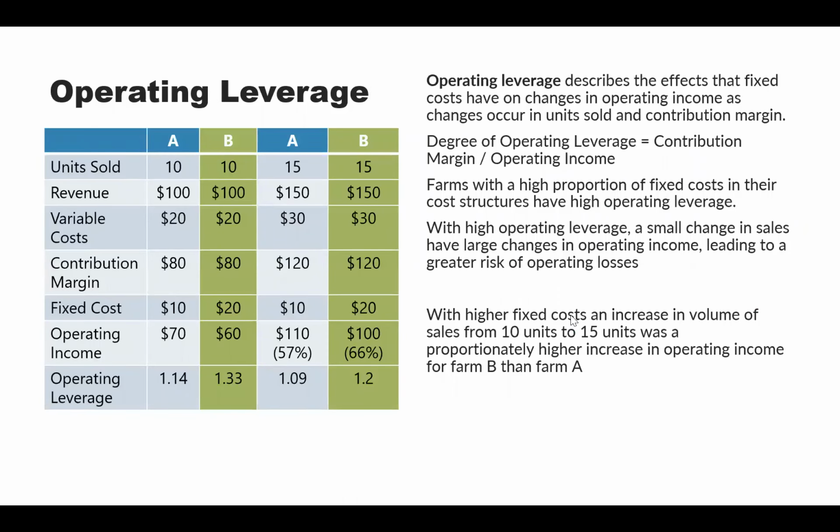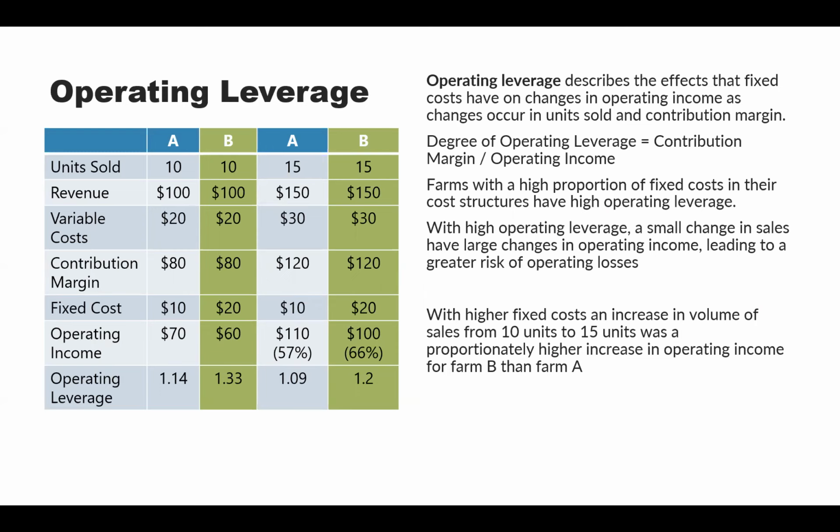So the other thing I want to talk about is operating leverage, and we've touched on this a little bit. It describes the effect that fixed costs have on changes in operating income as changes occur in the units sold. So the degree of operating leverage is the contribution margin, and remember the contribution margin is revenue minus variable costs, divided by your operating income.